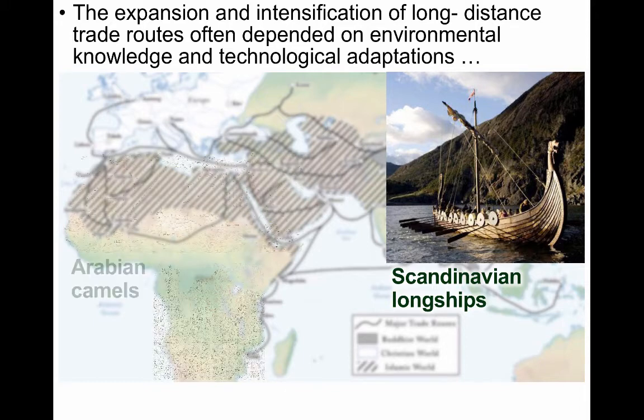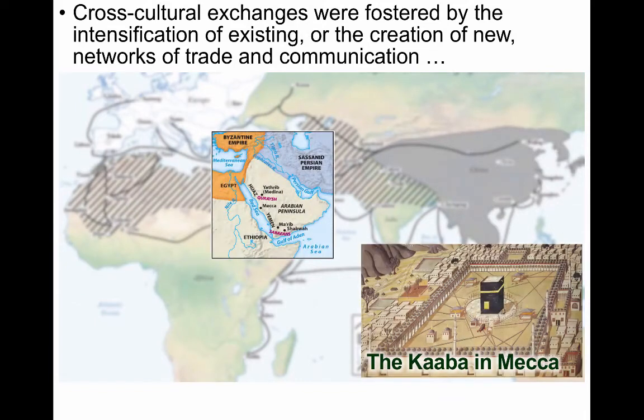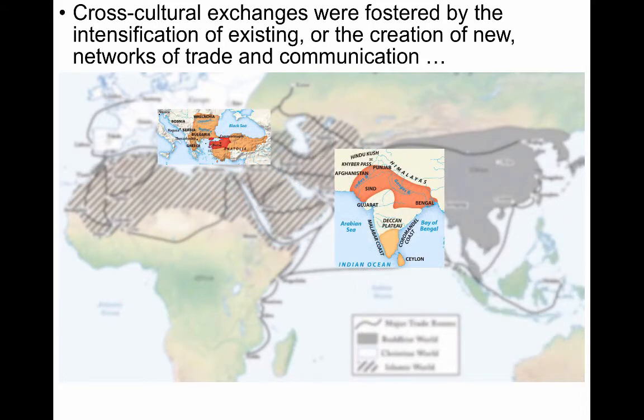And also the way the Arabs and Berbers adapted camels to travel across and around the Sahara, establishing the sand roads. Cross-cultural exchanges were fostered by the intensification of existing or the creation of new networks of trade and communication. Islam, based on the revelations of the Prophet Muhammad, developed around Mecca in the Arabian Peninsula. The beliefs and practices of Islam rejected interactions among Jews, Christians, and Zoroastrians with the local Arabian peoples. Muslim rule expanded to many parts of Afro-Eurasia due to military expansion, such as in India and Anatolia, where Sufis played a key role in spreading their faith.